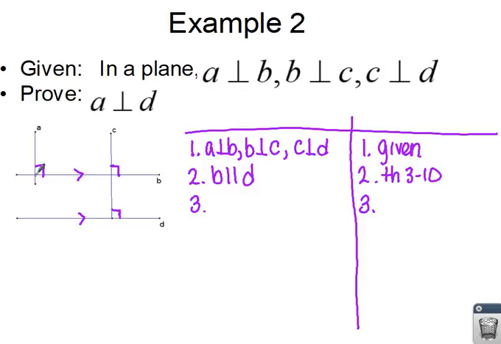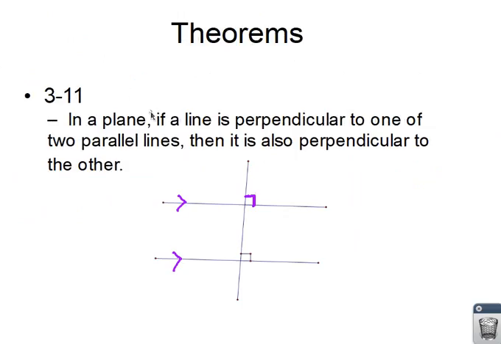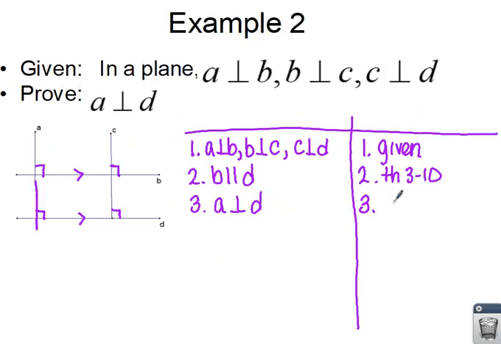Okay, A is perpendicular to B already. So if it's perpendicular to one of the parallels, what happens if I continue this line down? Wouldn't it have to be perpendicular here as well? Which is what we're trying to prove. So A is perpendicular to D, and if you look back at this theorem, it says if it's perpendicular to one of two parallels, then it's also perpendicular to the other. So that would be Theorem 3.11. There's a lot of theorems here, so if you take good notes, you can use your notes to look back, look things up, put them in your proof, and go on.